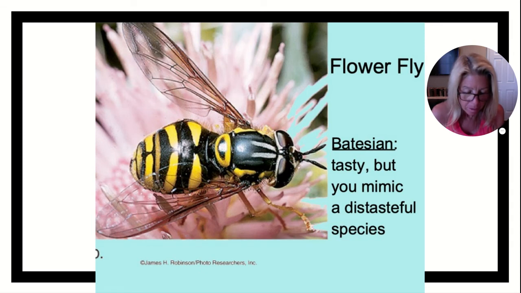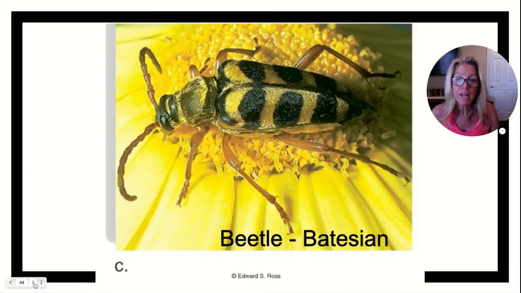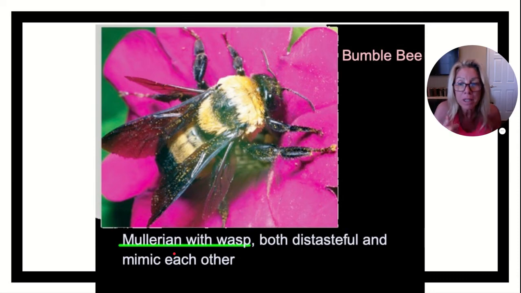Okay, so Batesian mimicry is one species that lacks defenses mimics another that has successful defenses, like a fly trying to look like a spider that I showed you here, or in this case, this fly is trying to look like a wasp. All right, this is a beetle trying to look like that same black and yellow color. That's a Batesian mimic.